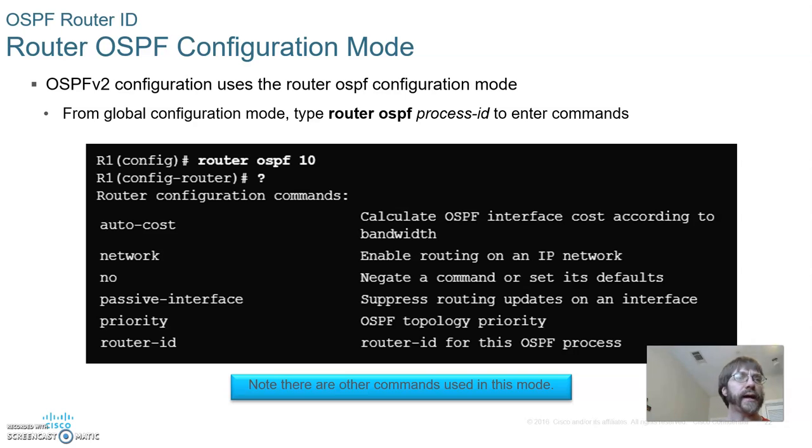So let's talk about how you can set a router ID manually. You don't have to, but you can. Now, if you don't, there is an order of precedence that the device will use on how to pick those. Let's talk about that next.